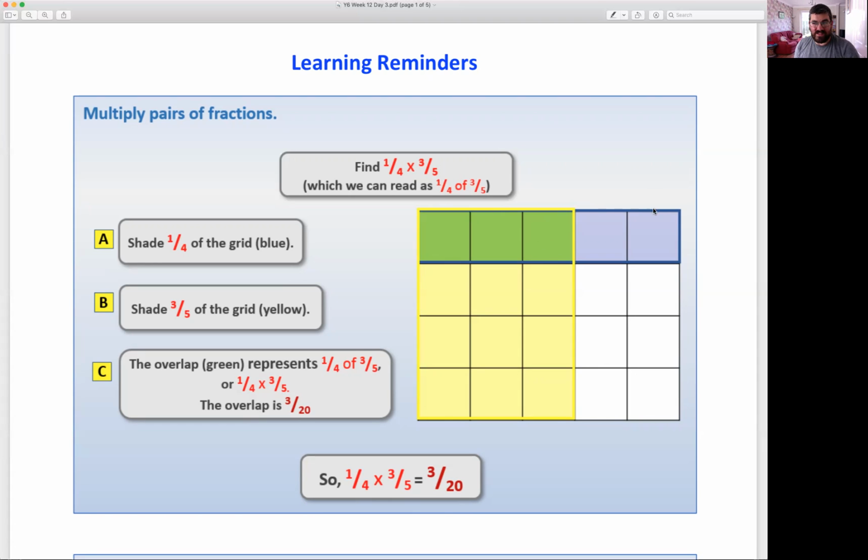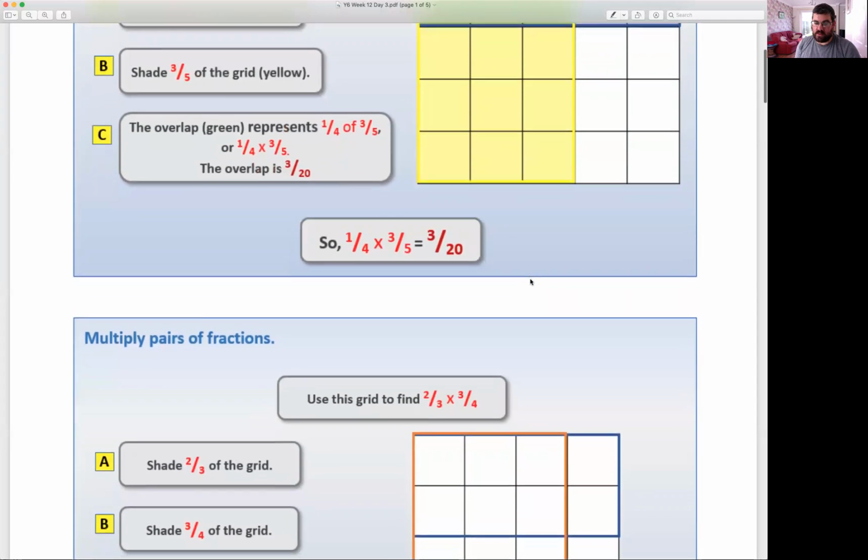Well, if you're feeling clever, you'll notice that 5 times 4 is 20. There are 20 big squares, and if you're feeling really clever, you'll see the answer at the bottom, which is really frustrating, isn't it? But the answer is 3/20. 3 little 20ths. Yeah, 1/4 times 3/5 is 3/20. Let's have a look at another one.